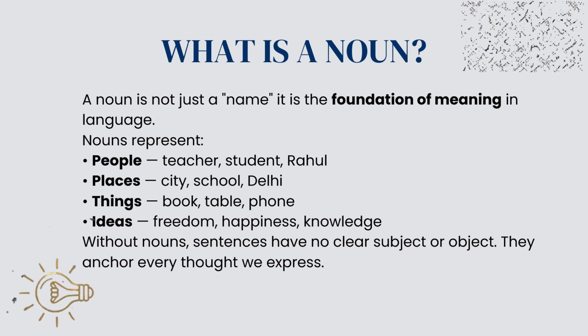What is a noun? Beyond definition. Most people say a noun is the name of a person, place, or thing. That's correct, but incomplete. A noun is actually anything you can talk about. It can be a person, a place, a thing, or even an idea. For example, Rahul, person; Delhi, place; book, thing; happiness, idea. So nouns are not just names, they are carriers of meaning.